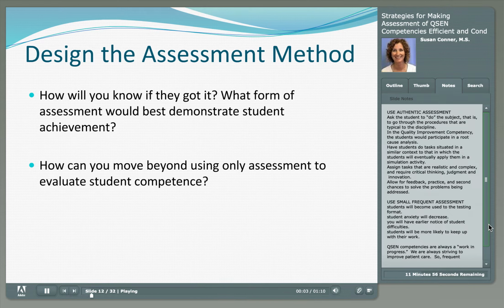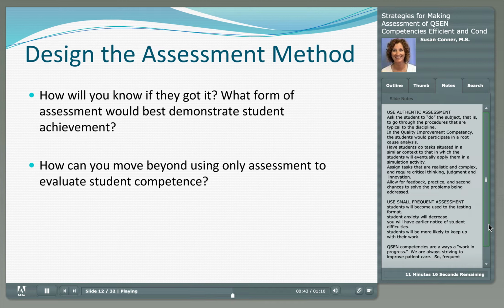Use authentic assessment. Ask the student to do the subject, that is, to go through the procedures that are typical to the discipline. In the quality improvement competency, the students would participate in a root cause analysis. Have students do tasks situated in a similar context to that in which the students will eventually apply them in a simulation activity. Assign tasks that are realistic and complex and require critical thinking, judgment, and innovation. Allow for feedback, practice, and second chances to solve the problems being addressed.